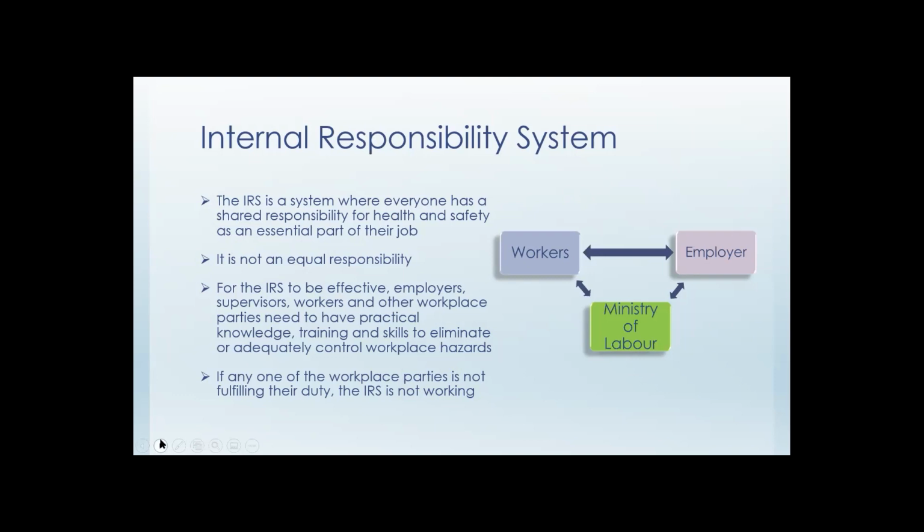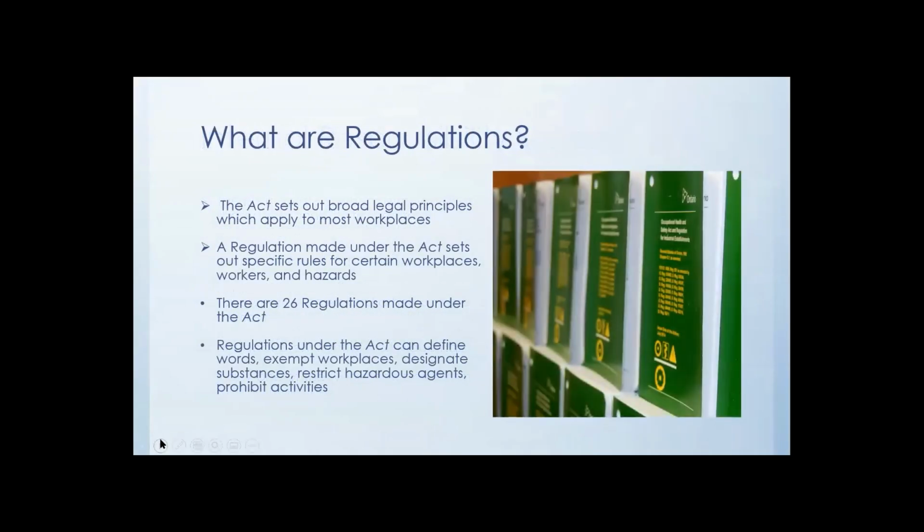So over to Mike. So what are regulations made under the Act? The Act sets out broad legal principles which apply to most workplaces. A regulation made under the Act sets out specific rules for certain workplaces, workers, and hazards. There are 26 regulations made under the Act. Regulations under the Act can define words, exempt workplaces, designate substances, restrict hazardous agents, and prohibit activities. Examples of regulations include the WHMIS regulation and the regulation that addresses asbestos in the workplace.